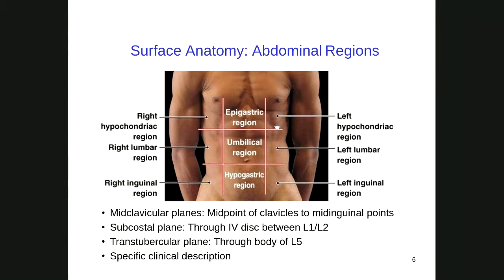Now going down into the umbilical region, in the upper part of the umbilical region is the transverse colon, mainly the small intestine. That's why most of the colicky abdominal pain due to small intestine disorders is usually felt in this area of the abdomen, the central umbilical region.